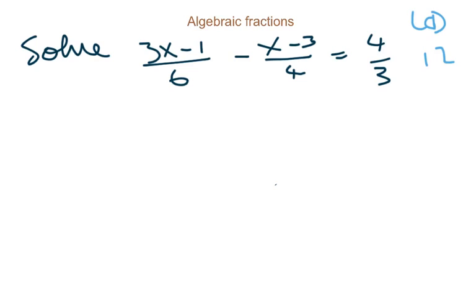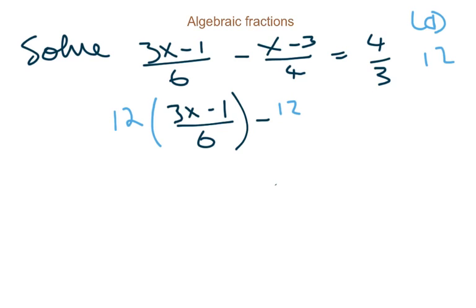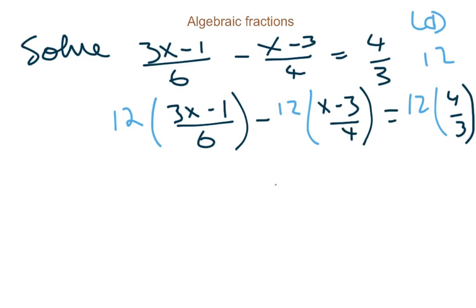So the first thing I notice, I want to get the LCD, the lowest common denominator, which is equal to 12. Because 6 divides into 12, 4 divides into 12, and 3 divides into 12. I'm going to use this fact to get rid of these fractions here. So now, doing things nice and slowly, I'm going to multiply this by 12, which is 12 multiplied by (3x minus 1) over 6, minus 12 times (x minus 3) over 4, equals 12 times 4 divided by 3. Okay, so I've multiplied everything by 12.